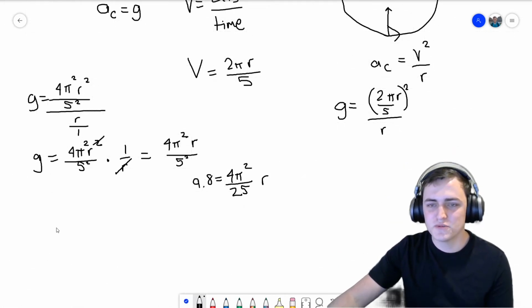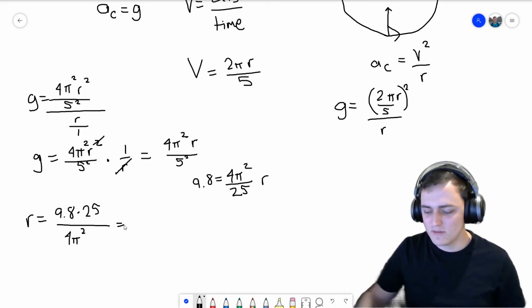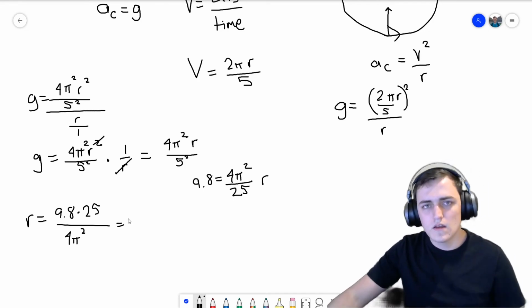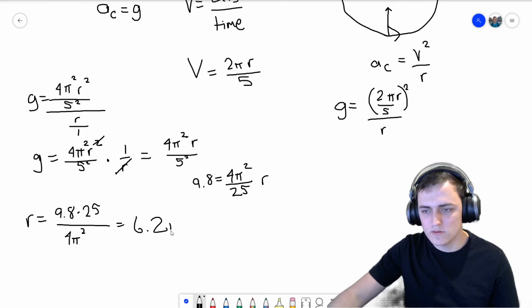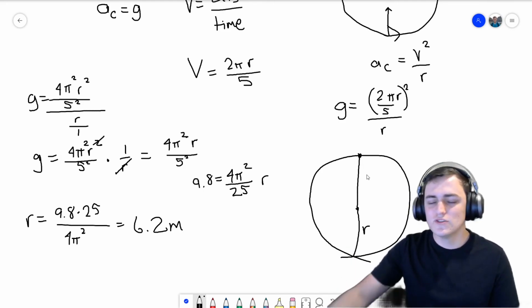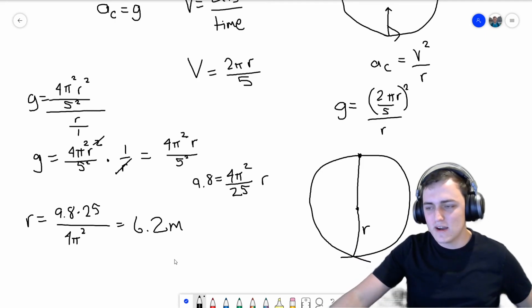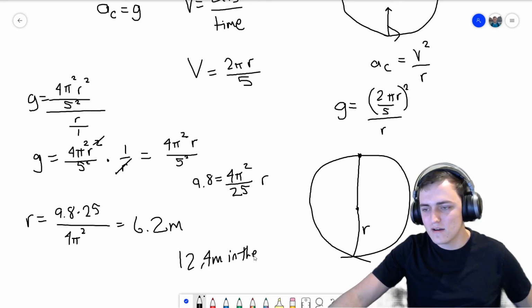The last thing to do is just some algebra to solve for r. So we're going to have 9.8. We're going to multiply both sides by 25 and divide both sides by 4 pi squared. And this is going to give us our r value. We find r to be 6.2 meters. And so as she goes around the loop, this is distance r, but she's actually going to be a diameter up, right? Diameter is 2r. She's going to be that full diameter up off the ground. So we have to multiply that number by 2. And so we find that she is 12.4 meters in the air.